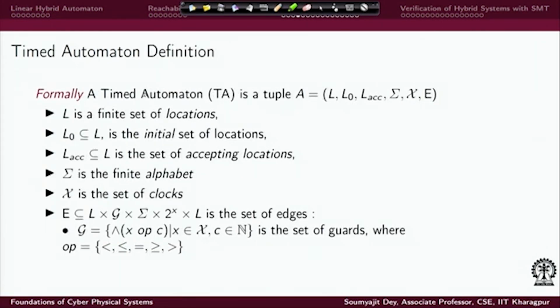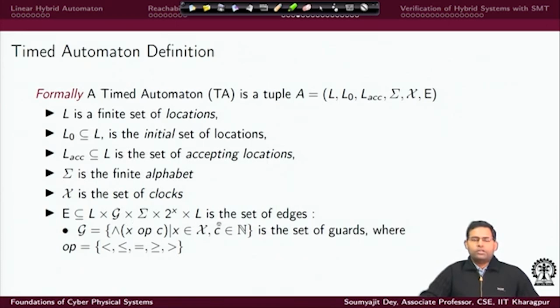So just for the sake of definition, a timed automaton will have a tuple which is similar to a hybrid automaton. You will have the usual set of locations, the set of initial locations, the set of accepting locations. You will have a finite alphabet, a set of clocks, and this set of clocks is whatever originally was your set of continuous variables.